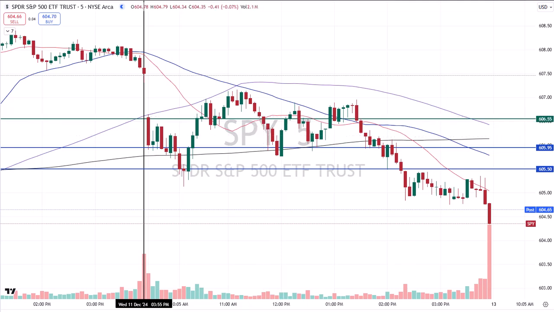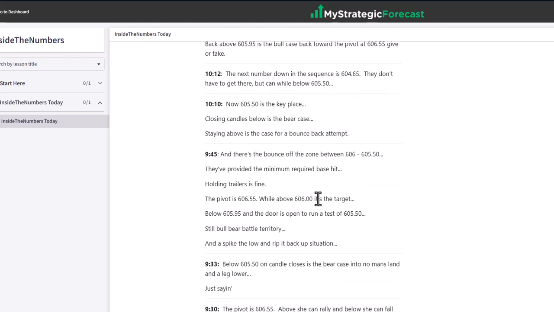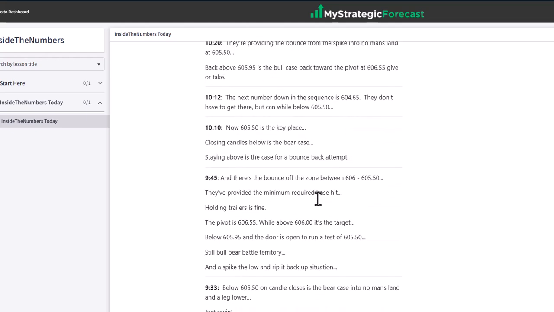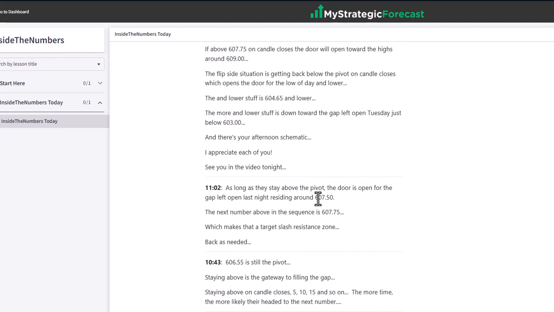Write that down. Put it on a sticky note in pen. And then pause the video, read the notes. It's all in here. I've given you all the stuff already. Read the notes, go back to the chart, and double check the work.